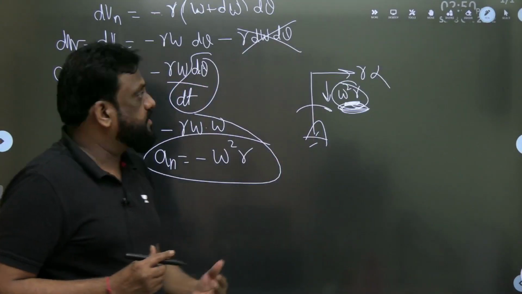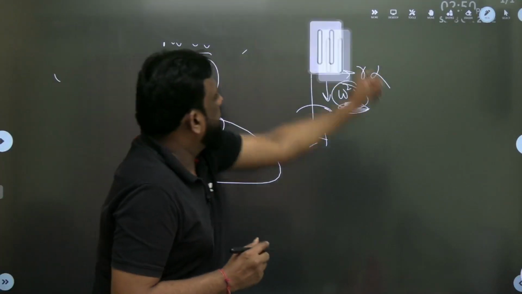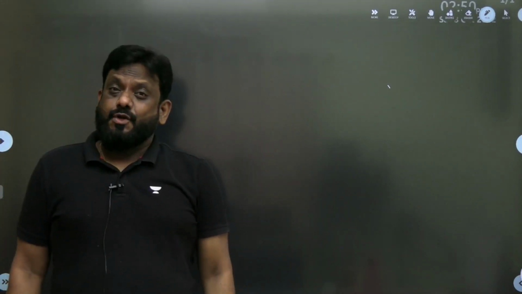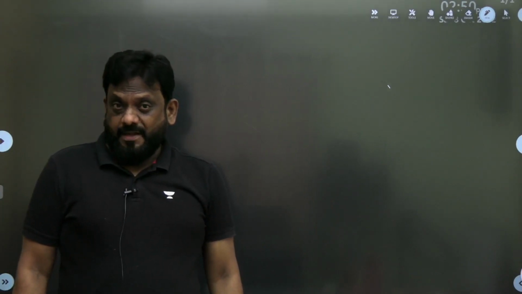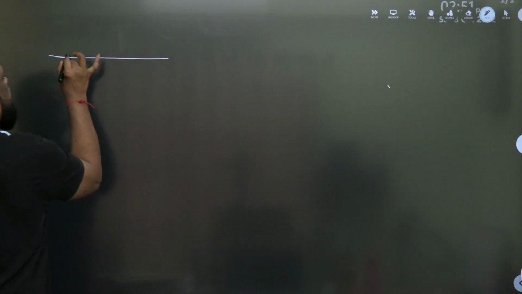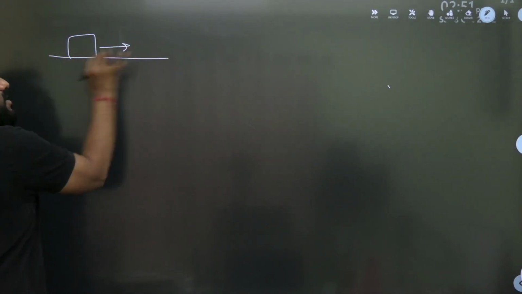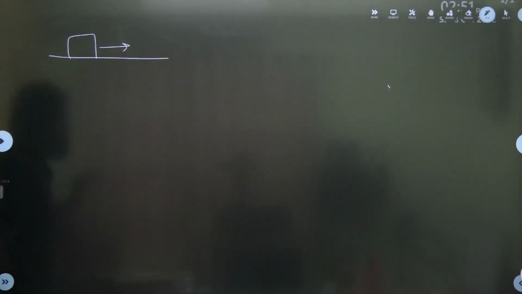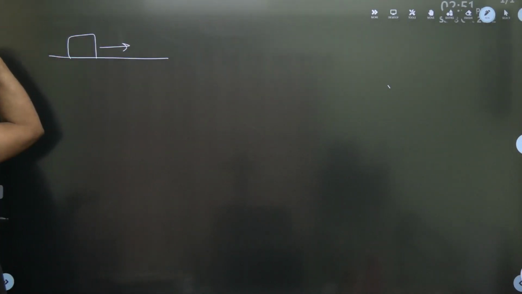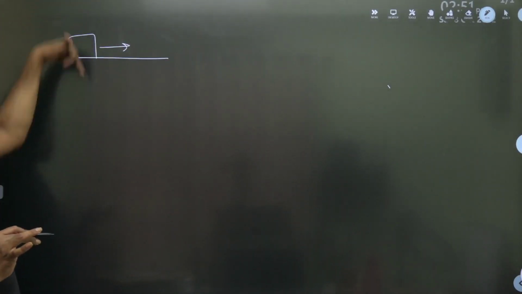There are some situations where you have both sliding and rotation. Dekho, you might have seen it in the crank and slotted lever mechanism. Let's see what is happening. For example, if a member is sliding like this, pure sliding, the acceleration will be either in the positive x direction or in the negative x direction. But you have no acceleration in this direction.